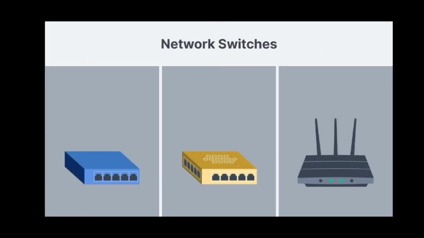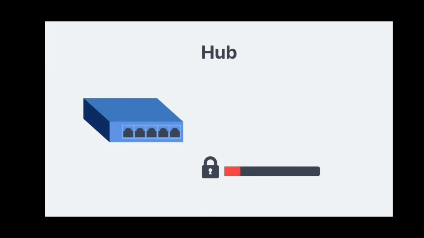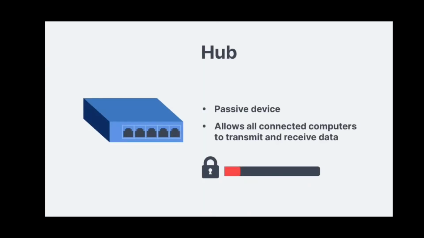The last thing we need to talk about regarding generic networks is called a network switch. There are three kinds of network switches: a hub, a bridge, and a router. The different types of switches have differing levels of security and ability to handle different amounts of information. A network hub is a passive device and does not recognize who the information is going to or where it came from, and allows all computers that are connected to it to transmit and receive data.